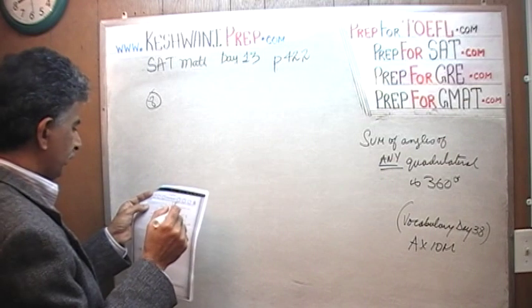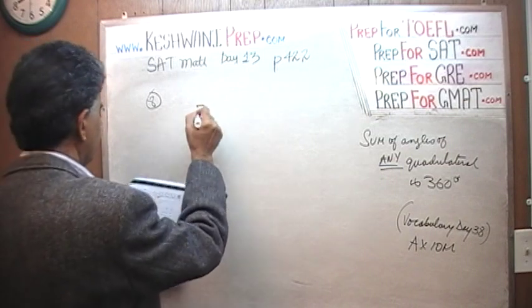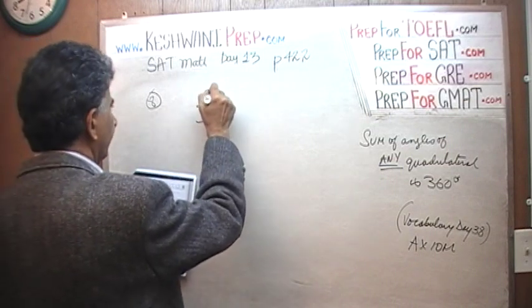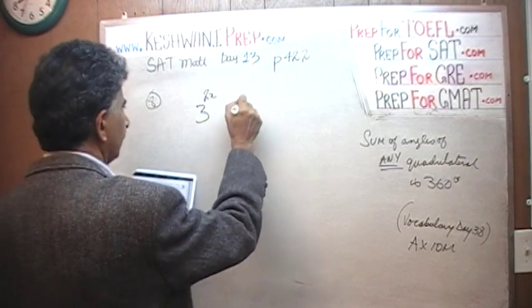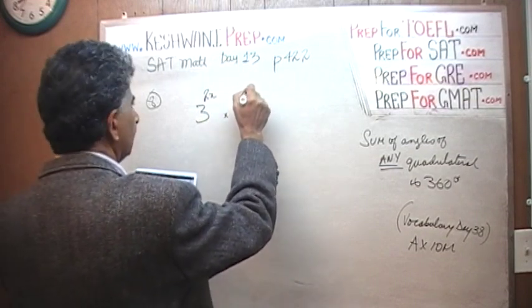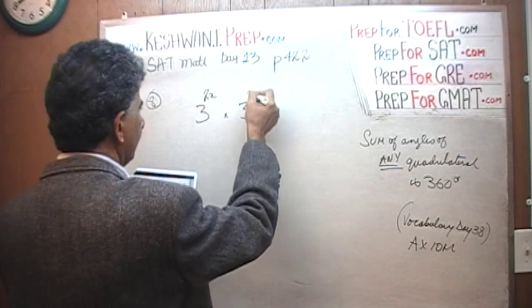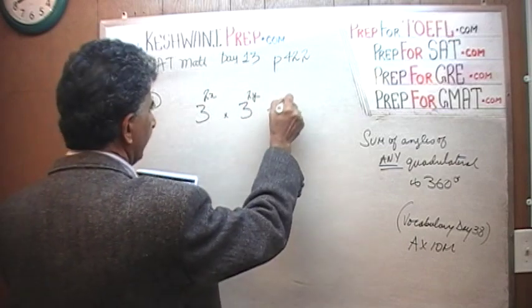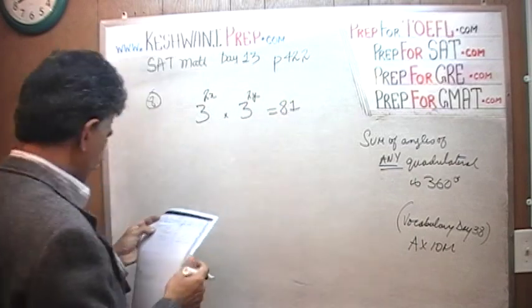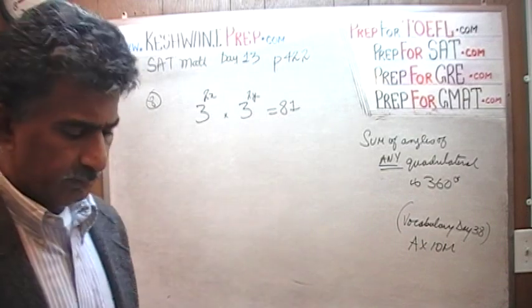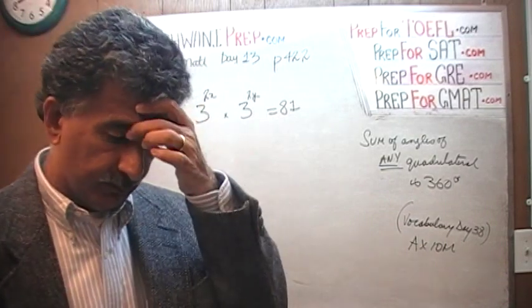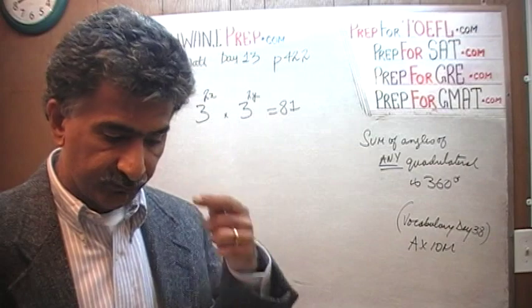x and y are positive integers, and we are told that 3 raised to 2x times 3 raised to 2y equals 81. The question simply is, what's the sum of x and y?